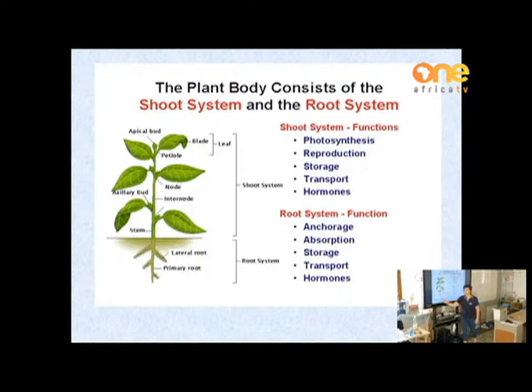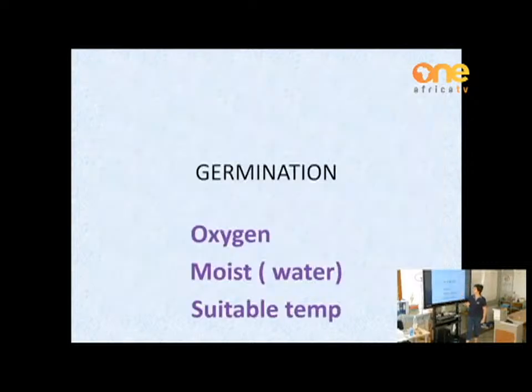The root system, we find sensitivity towards gravity and also towards water. The roots need to anchor the plant. It needs to absorb water and mineral salts. It will store, we can think about the nice orange carrot that we eat. Transport this water and mineral salts to the leaves, and it also produces hormones.